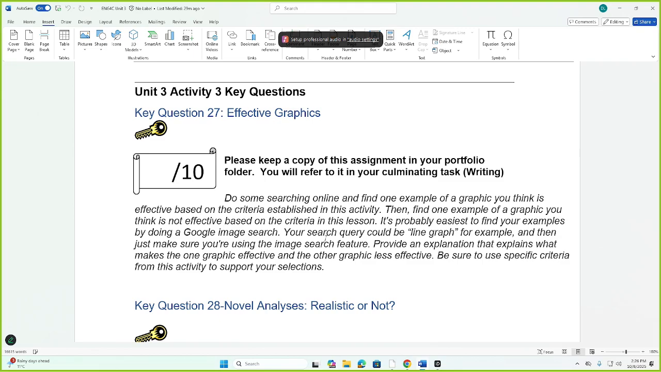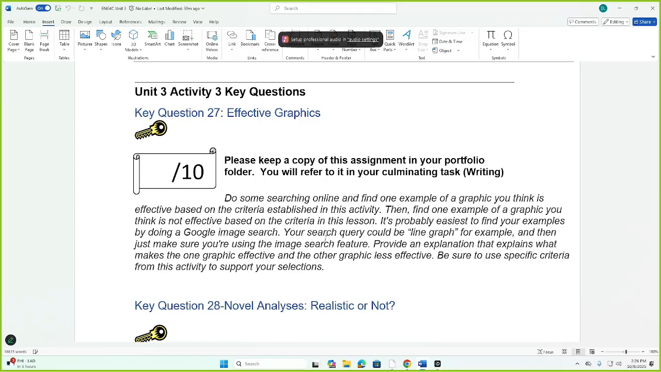And that was already listed. We looked at that previously, but I have more information here I will share with you very shortly. Then find one example of a graphic you think is not effective based on the criteria in this lesson. It's probably easiest to find your examples by doing a Google image search.